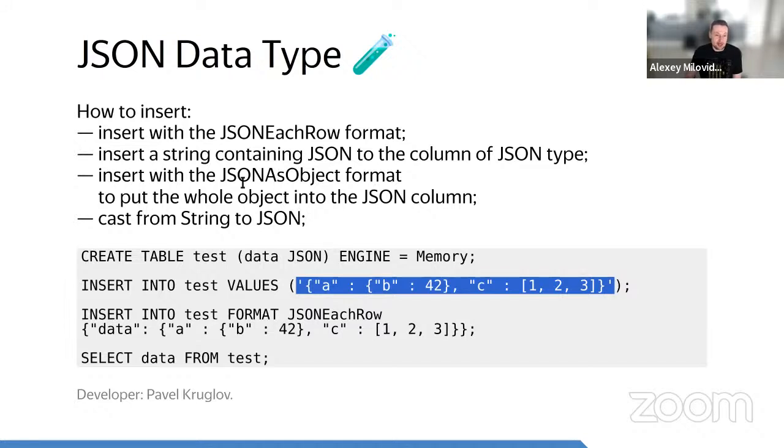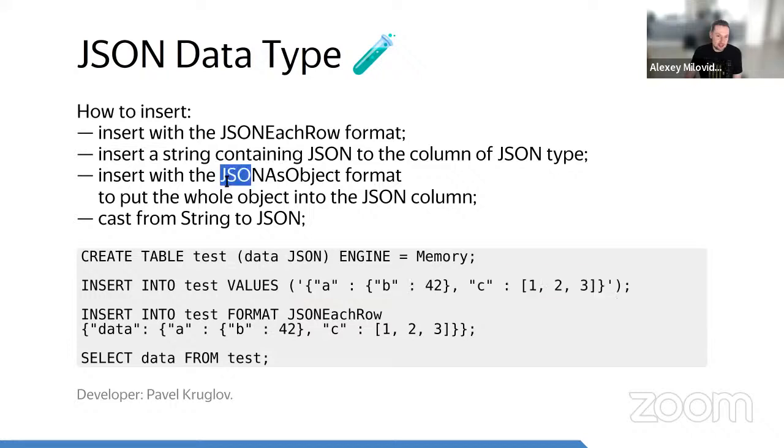You can use the format named JSON as object, and it will interpret all the object as a single JSON field. And you can use the cast operator and use insert select to cast any string into JSON, assuming the JSON is valid.